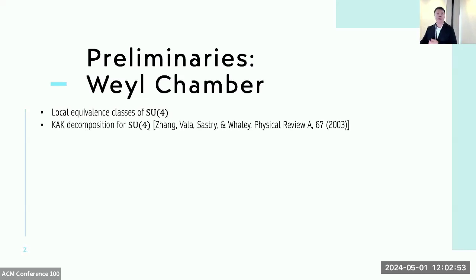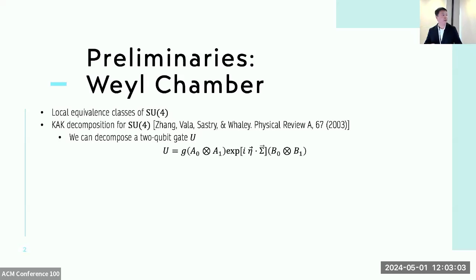So we want to make that mathematically precise. We have something called a KAK decomposition for SU(4), which basically states that you have this 2-qubit gate, a 4x4 unitary matrix, and you can decompose it in the following way. On the left and right are single qubit matrices, single qubit gates. And in the middle is something we call a canonical 2-qubit gate, which is the matrix exponential of a linear combination of X tensor X, Y tensor Y, and Z tensor Z.